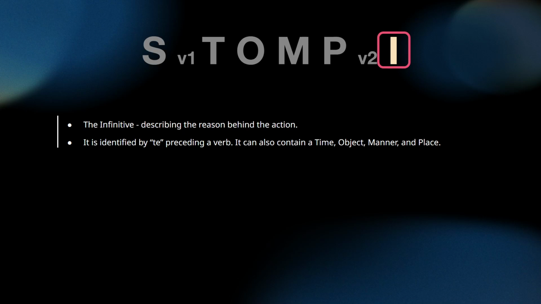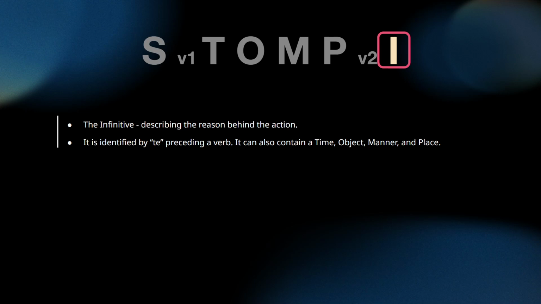Lastly, let's take a look at the infinitive. The infinitive describes the reason behind the action being taken. It is identified by te preceding a verb. It is very similar to English, where to precedes an infinitive. Now, my infinitive can also contain a time, object, manner, and place, but it's going to work slightly different from English. In English, we cannot place my time, manner, object, or place, these adverbial phrases or words, in between te and my verb, and we can't do that in Afrikaans either. It's going to cause a grammatical mistake called a split infinitive.